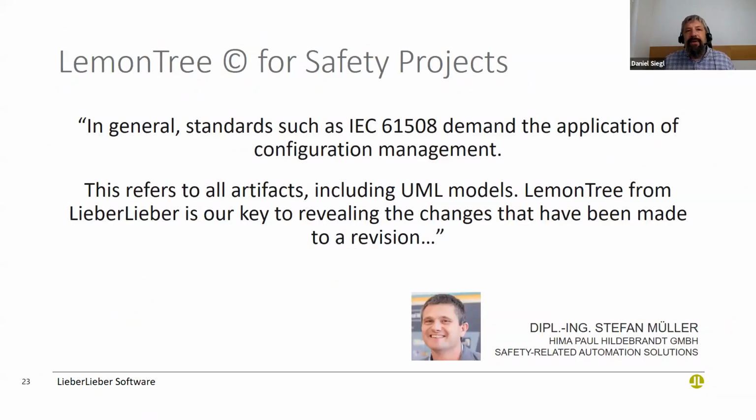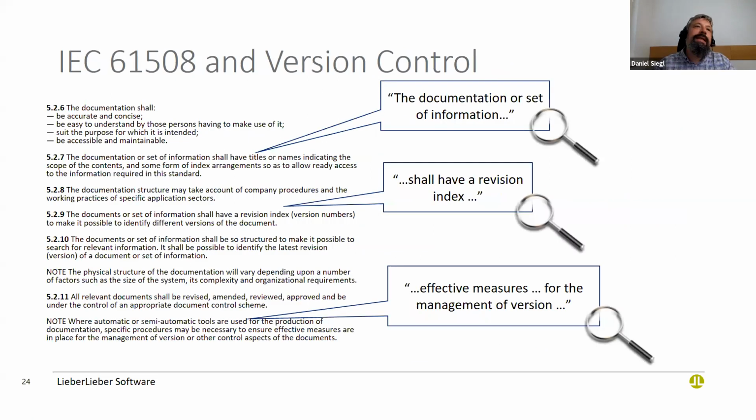And another big driver for LemonTree, the solution we have in store for Enterprise Architect and version control, is the safety critical norms. And in this case, it's a quote from a customer, the IEC 61508, which is like the mother of several of those norms. If we look into the detail of the norm, you can see very clearly that it requests that you have all your documentation in a version control system with a revision index, and you need effective measures of version control. And this is sometimes not so easy with modeling solutions.